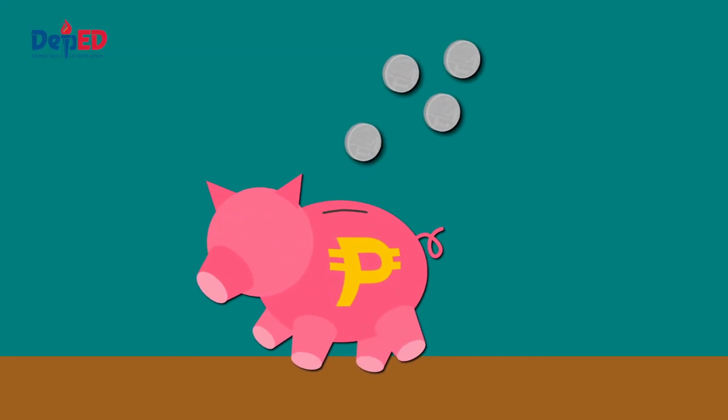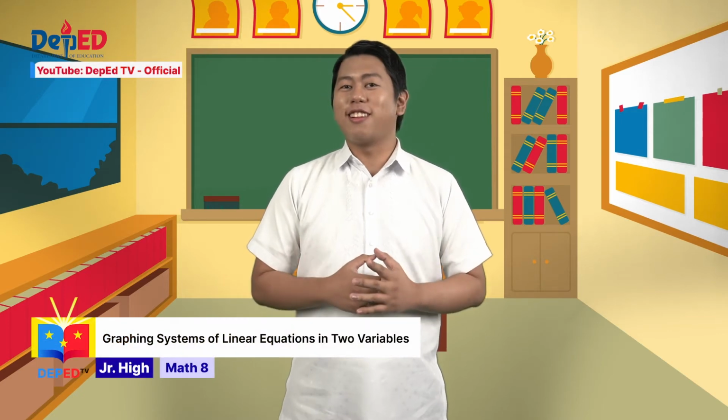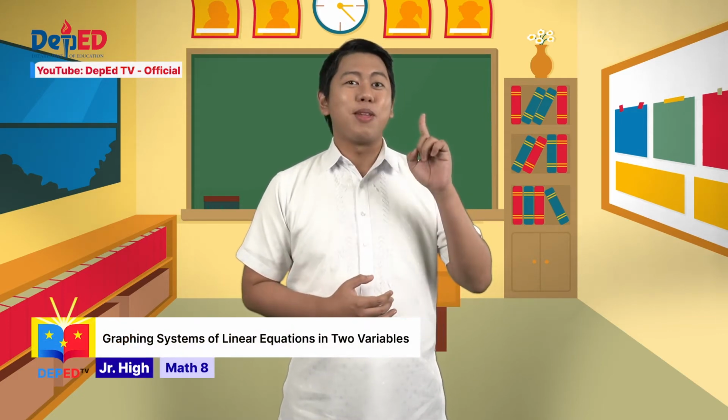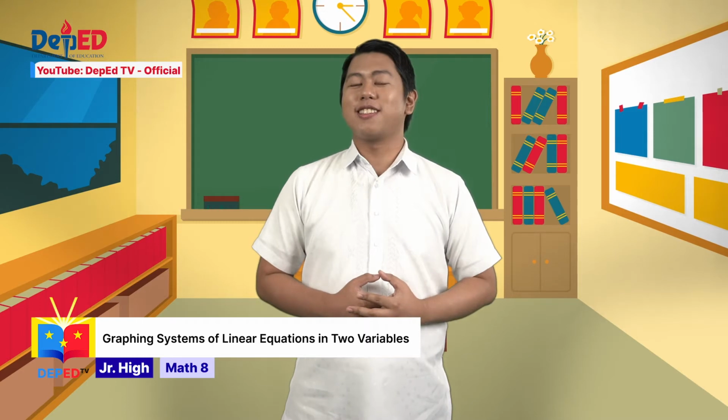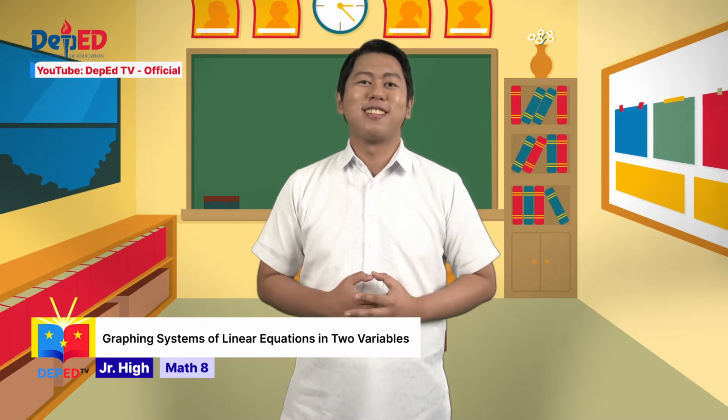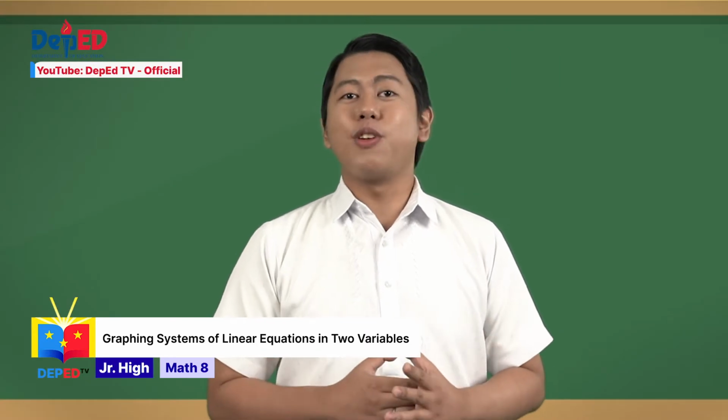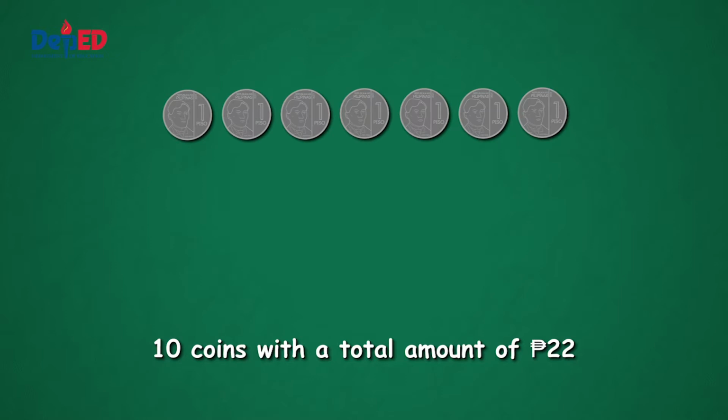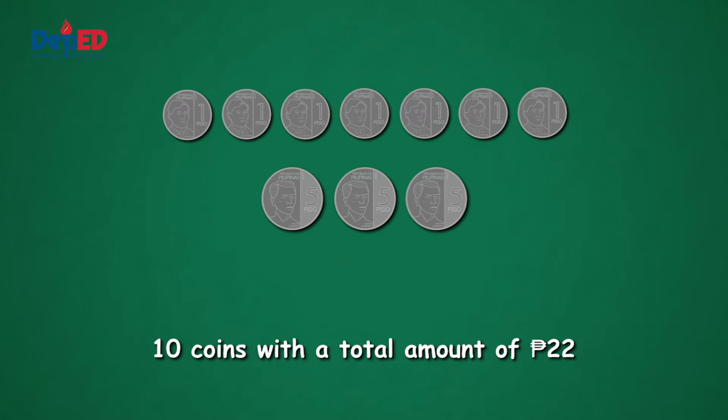Do you still remember the piggy bank or alcansya we discussed from the previous lesson? We may start earning little by little. Keep in mind that a small progress is still a progress that could lead us to a better future. Looking back at the previous situation that we explored last time, there were 1 peso and 5 peso coins in your alcansya. You know that you have 10 coins with a total amount of 22 pesos.